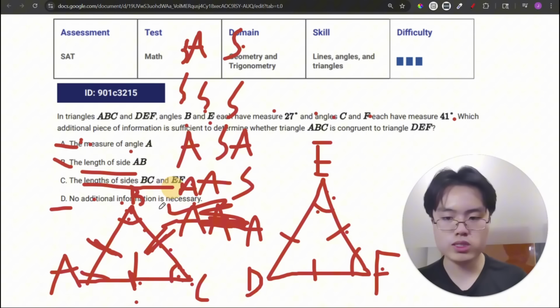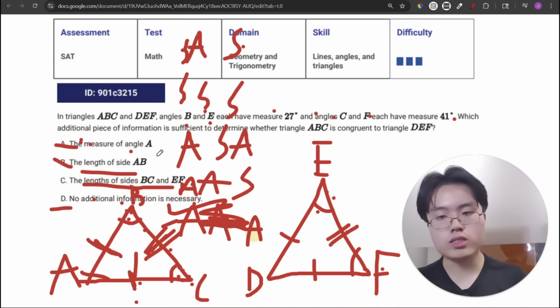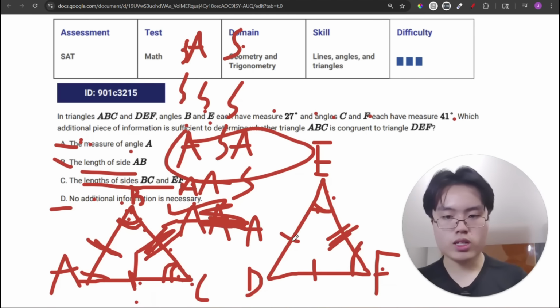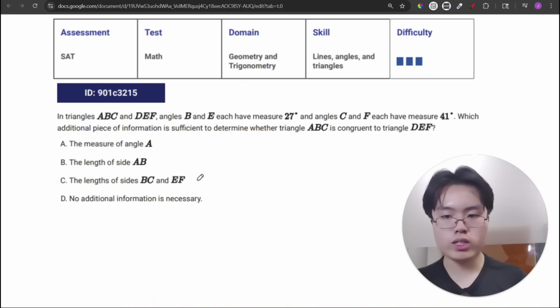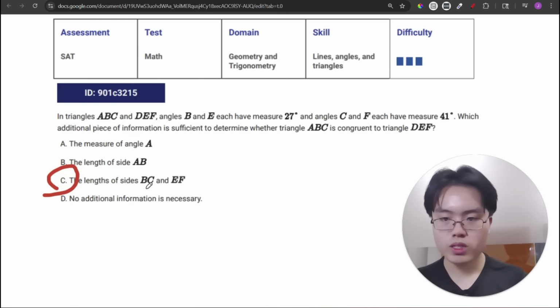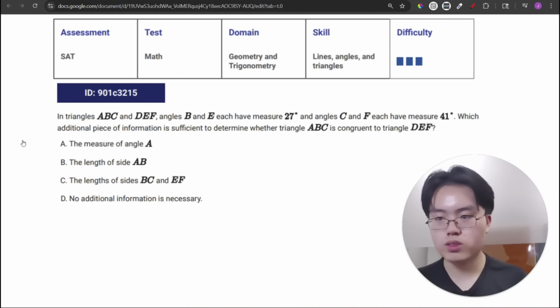Okay, the length of the side is BC. So BC, yeah, and yes, that's angle, side, angle, right? Angle, side, angle. There's two angles. We know these angles are the same. This side is the same, and this angle is the same. Bam, that's angle, side, angle. So we have a way to prove that they're congruent, angle, side, angle, because it's one of the four that proves congruency. So C would work, because that would prove that these two triangles are congruent.